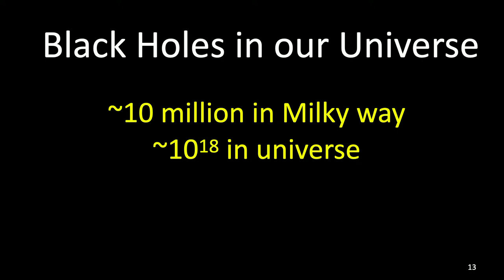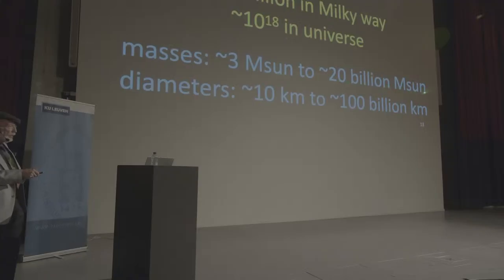Now, black holes in our universe today, we know that there are roughly 10 million black holes in the Milky Way galaxy, and 10^18, that is a billion billion black holes in the universe as a whole, out to the edge of the observable universe. The masses range from about 3 times the mass of the sun up to about 20 billion times the mass of the sun. And the diameters, I really should have said the circumference, because the diameters, as I said, are abnormally big. So the circumference divided by pi, which I will call the diameter, as though space were flat, range from about 10 kilometers to about 100 billion kilometers. And they're approximately proportional to the masses of the black holes. So it's quite remarkable that a 3 solar mass black hole has a size of about 10 kilometers.